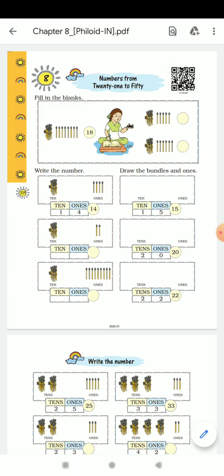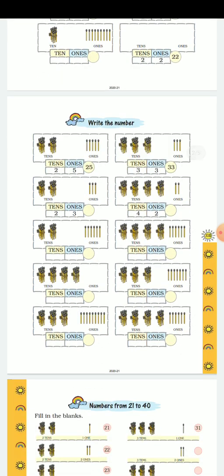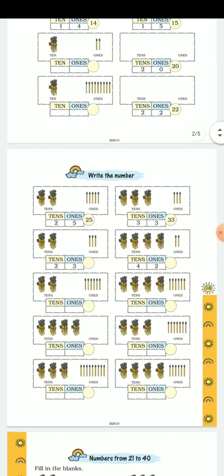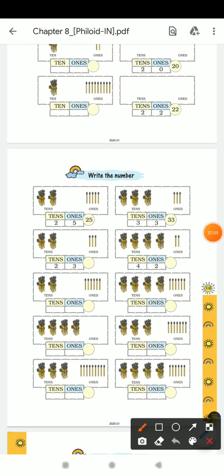Now we have done up to page number 105. We will revise it again. Here we have the first number, 25. You can see 5 is written on the ones side, and 2 is written on the tens side. So here we have to write the numbers as per instruction.